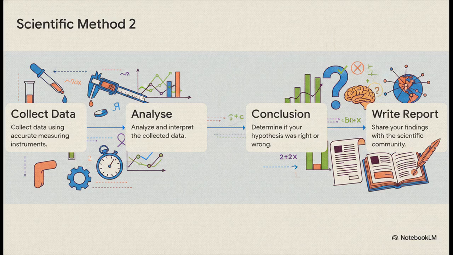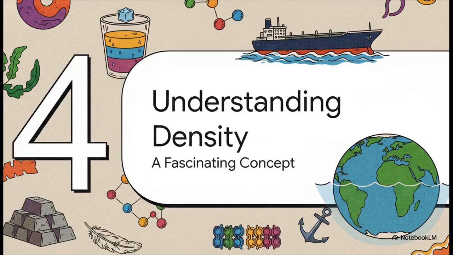And finally, and honestly this might be the most important step for the scientific community as a whole, step 9, write a report. Because science doesn't exist in a vacuum. By writing a report, you share your findings so that other explorers out there can learn from your work, verify it, or build upon it. That completes the cycle. Let's apply this to a real concept. Section 4, understanding density. This is such a fascinating topic. So what is it?